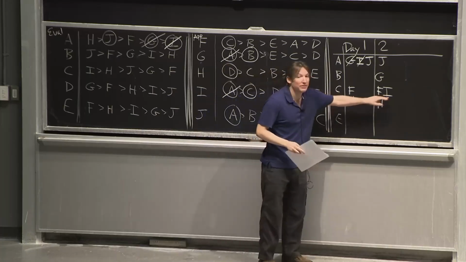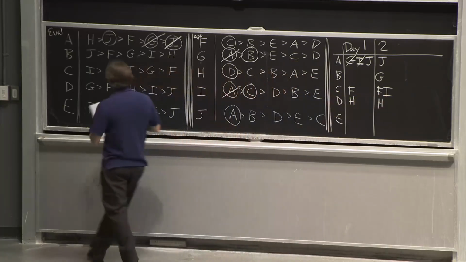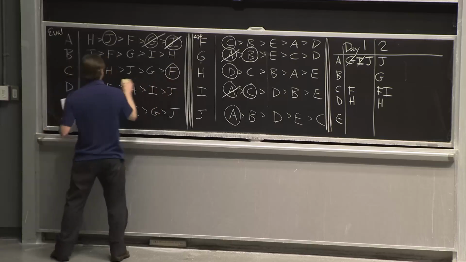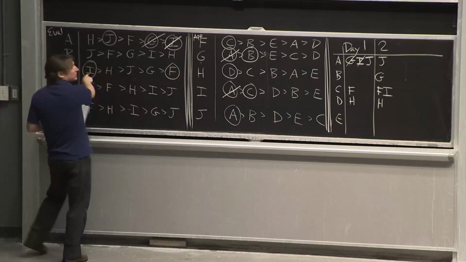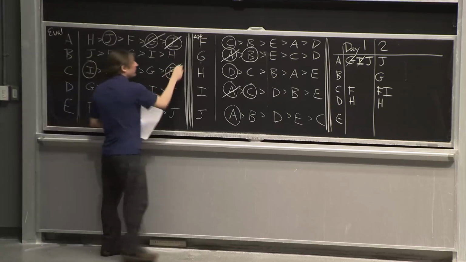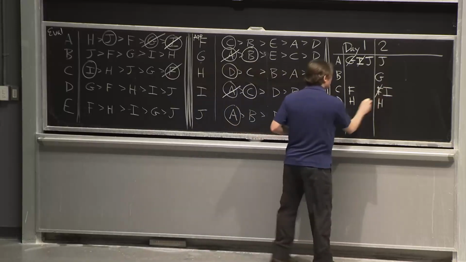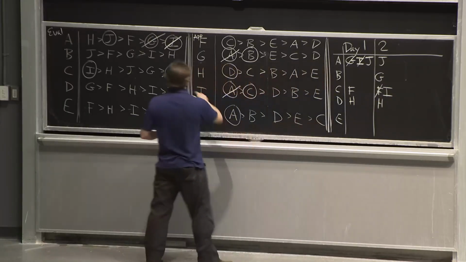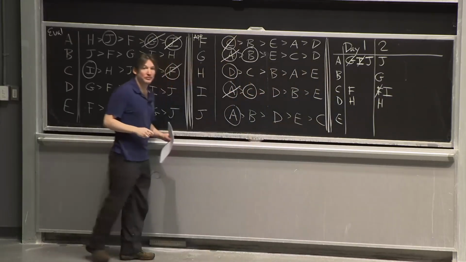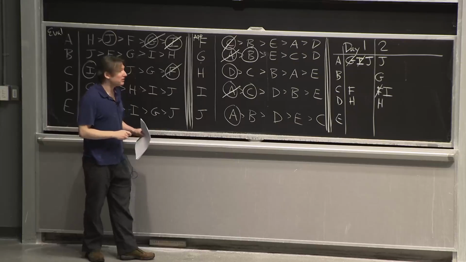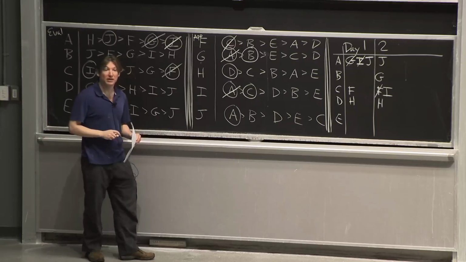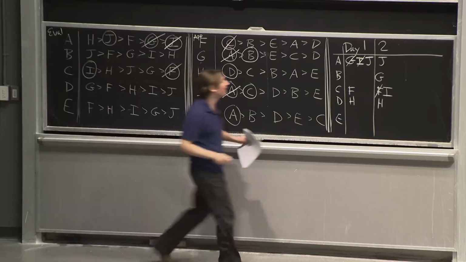C can choose between F and I. Oh, C is definitely choosing I. F is way down at the bottom. So F is sad. And I believe that's the end of day 2. Stop me if I make a mistake. I very well might make a mistake here.